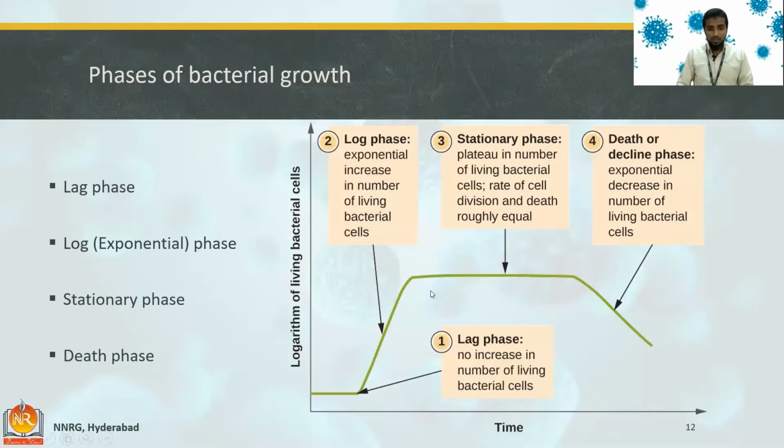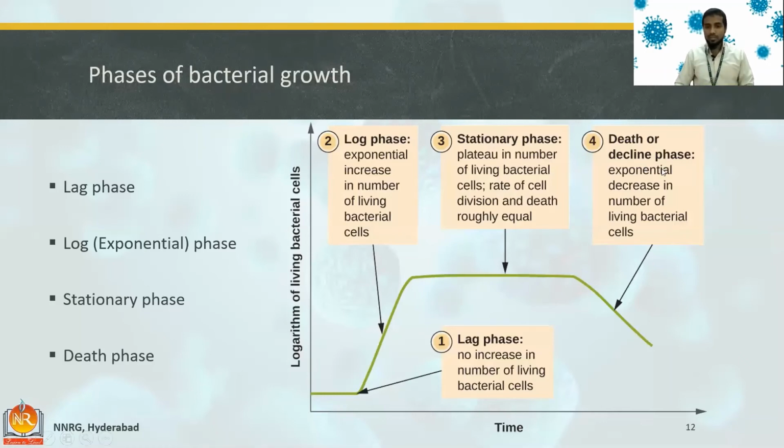The third stage is the stationary phase. In this stage, the growth of bacterial cells is equal to the death of bacterial cells. In the logarithmic phase, only growth is taking place. There is no death of microorganisms happening. For that reason, it has shown a peak upwards. In the stationary phase, some of the bacteria will be growing, and simultaneously other bacteria will be dying, right? So the bacterial growth will be equal to the death of bacteria. For that reason, in this straight line you can see a plateau in the number of living bacterial cells. The rate of cell division is roughly equal to the rate of death of the bacteria.